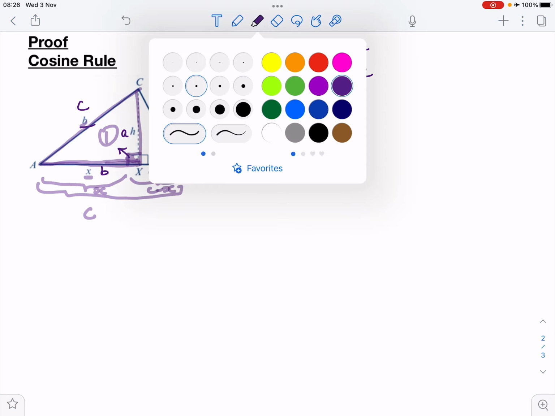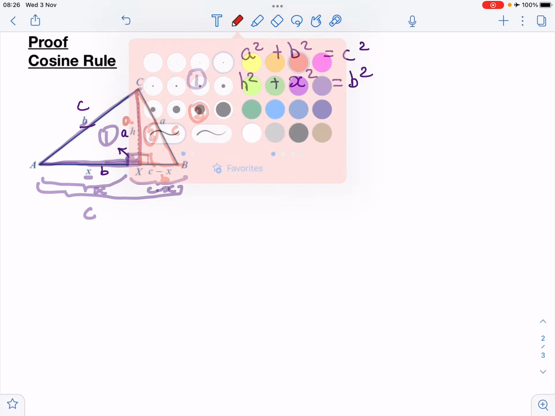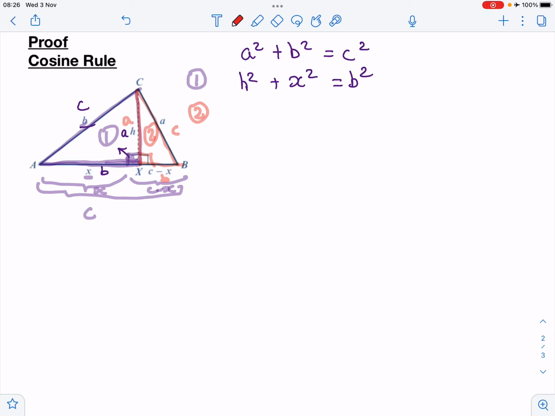Then for my second triangle here, again a right angle triangle, the longest side is C, and I can call this side A and this side B. So let's apply. For my second triangle, I have h squared, and my other side is C minus X, squared, equals my longest side, which is A squared.